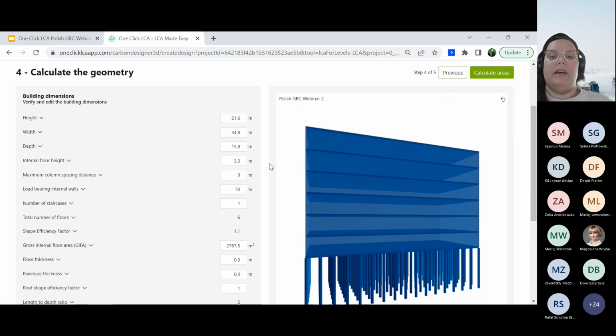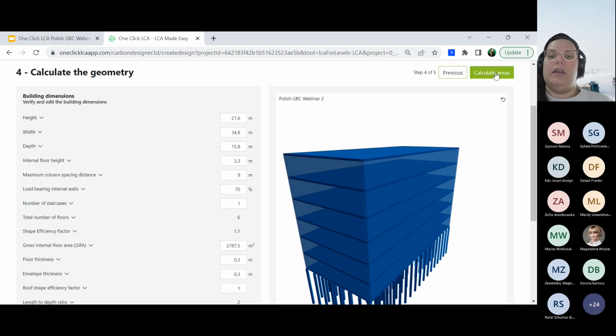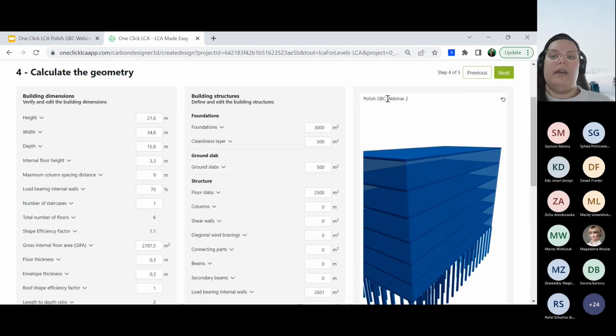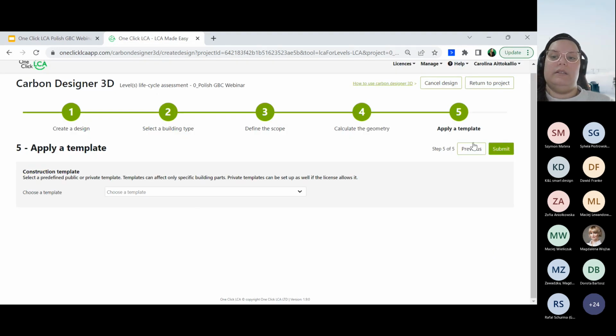So then we have again our new building. We can calculate our areas and then go through the process again. This way we will be able to compare two different options of design for our project. And then we can also choose with which one we would like to move forward.